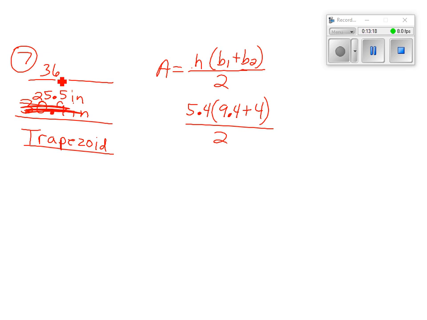Remember, what do you do first on your calculator? Add that. Do those, hit equals, then hit times 5.4, hit equals, then divided by 2. 36.8. What's our units? Inches squared. Next question.